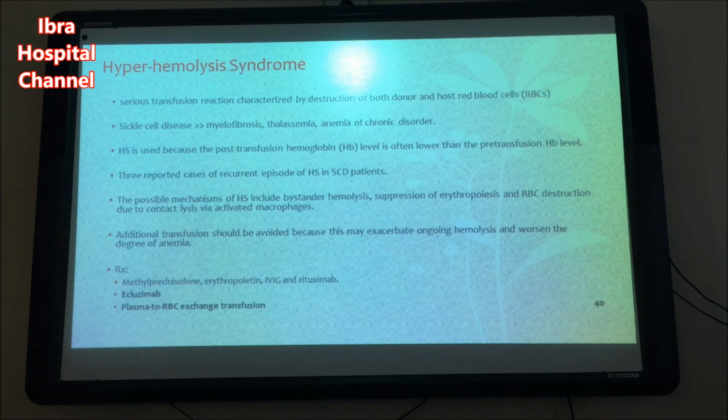This is luckily transient, but it can happen again. So if the patient developed hyperhemolysis today, you have to be careful next time when you transfuse him because he can develop hyperhemolysis another time. How do you know? Simply because the hemoglobin level keeps dropping after each transfusion you give him. You are making the situation worse.